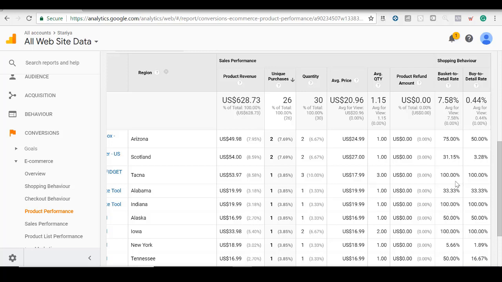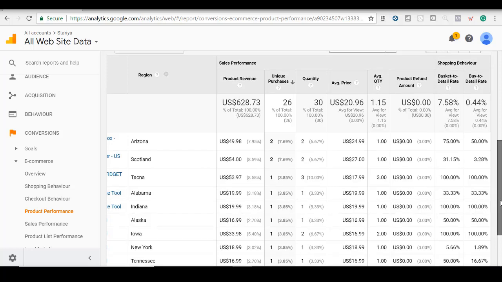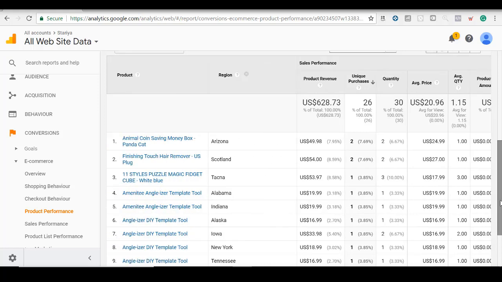Obviously, these numbers would be a lot lower, because the more data you have, the more realistic the figures will be. But it was just to show you where to look for this data and the patterns you want to be looking at. So you can drill down into region, and based on that region, you can possibly make a new ad campaign just focusing on that particular region.